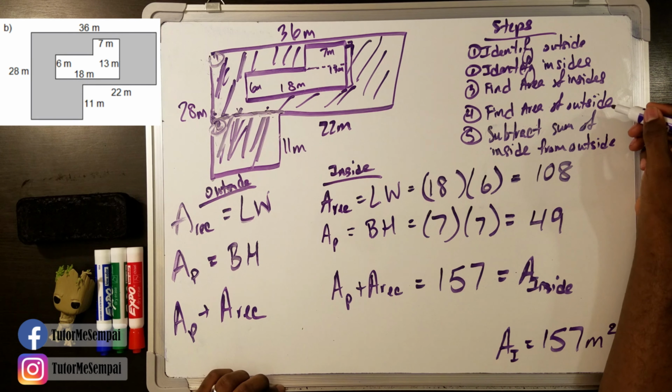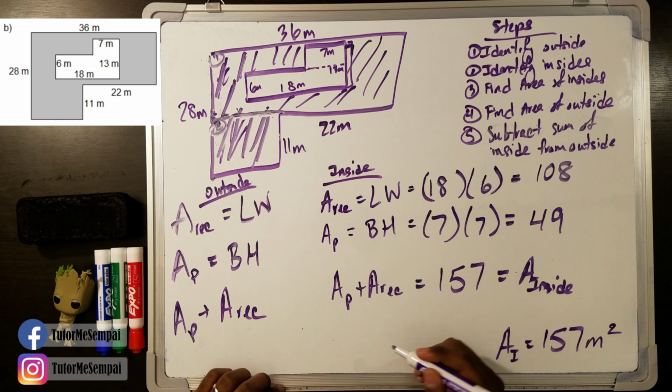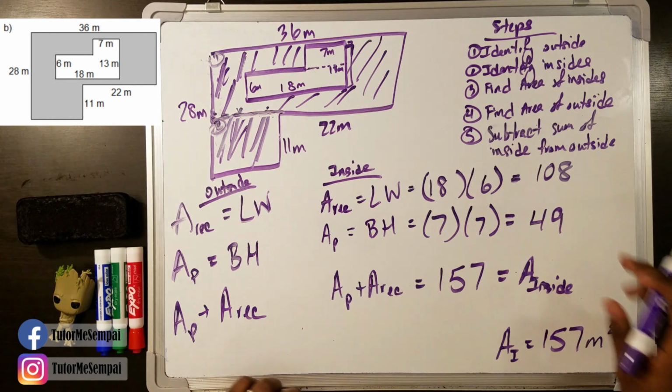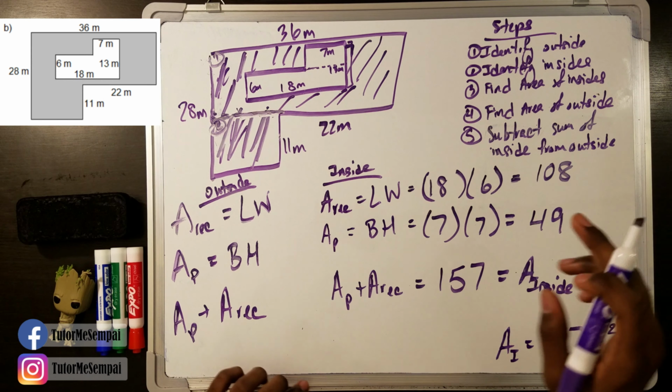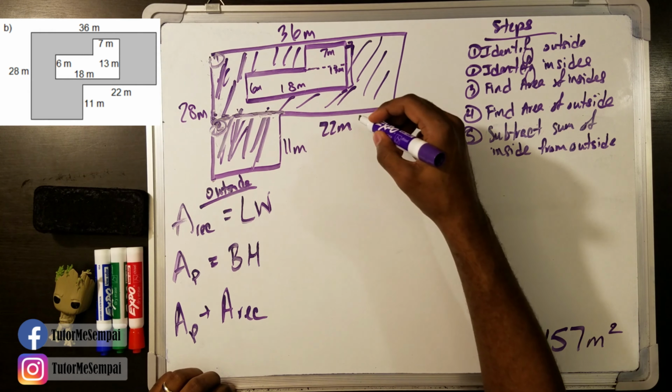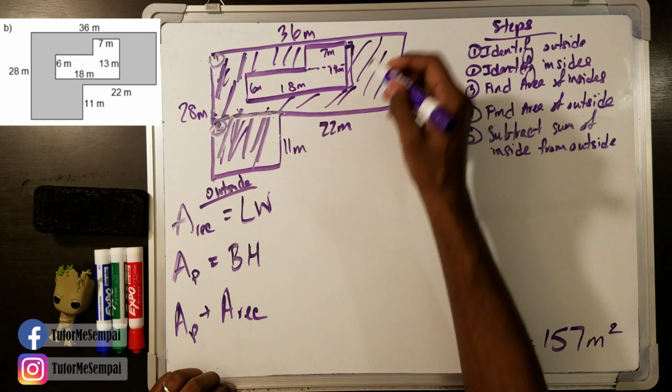So let's move on to step number 4. Find the area of our outside shape. And we're going to be doing the same exact steps. So I'm going to erase this inside because we have it here, but we're going to be doing the same exact steps.